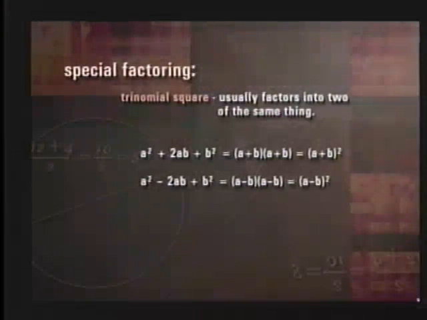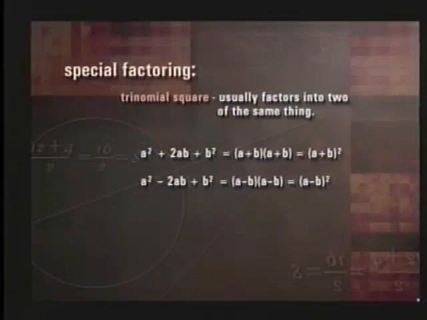And when we talk about special factoring, we're going to start with the trinomial square. And the trinomial square usually factors into two of the same things. So I've got the general format for most trinomial squares. The first one, a squared plus 2ab plus b squared, will always factor, notice, into a plus b times a plus b. And if we write that sophisticatedly in algebra, we can call that a plus b quantity squared. And the second trinomial, a squared minus 2ab plus b squared, factors into two of the same things. Notice, a minus b times a minus b, or a minus b quantity squared.